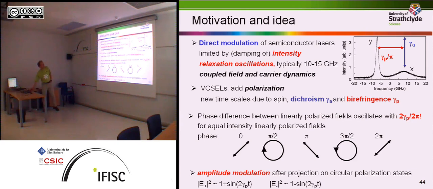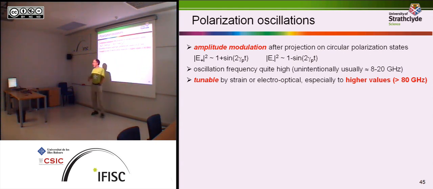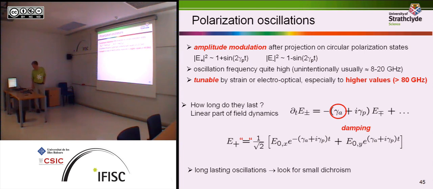And now you put a polarizer in front of this, and this converts this modulation of polarization state due to the birefringence to amplitude modulation. So you would see modulation of E plus or E minus at a frequency of 2 gamma p. And this can be quite high. So the unintentional birefringence is typically 8 to 20 gigahertz, but there are large numbers reported around 80 gigahertz if you strain the devices, and there's no reason to believe that you couldn't have 100 or 200 or so. So potentially you can have very high frequencies.